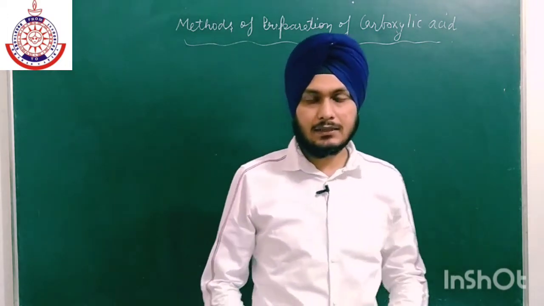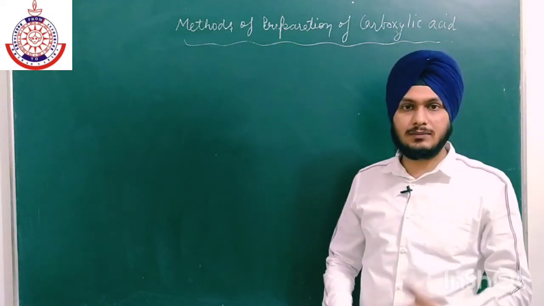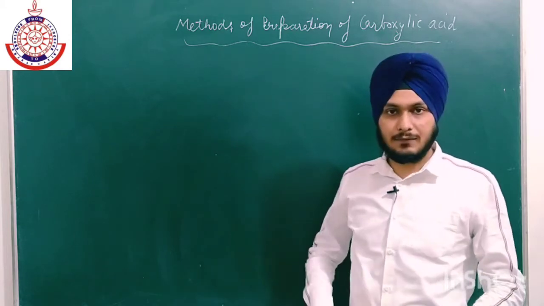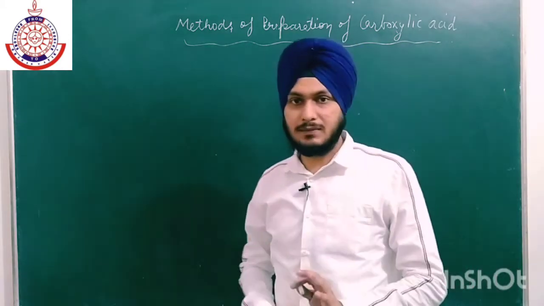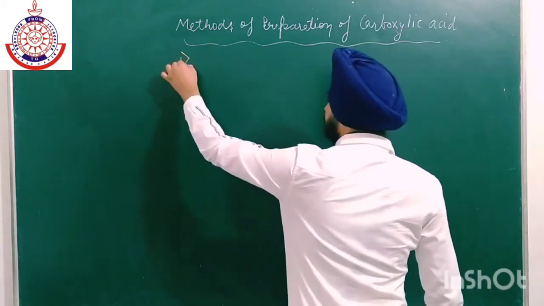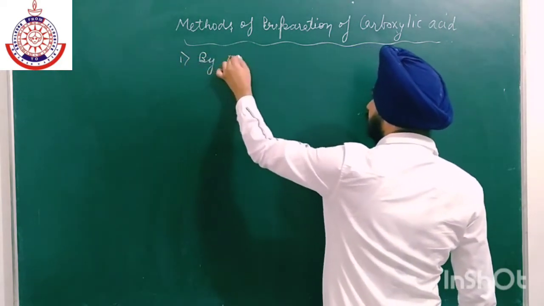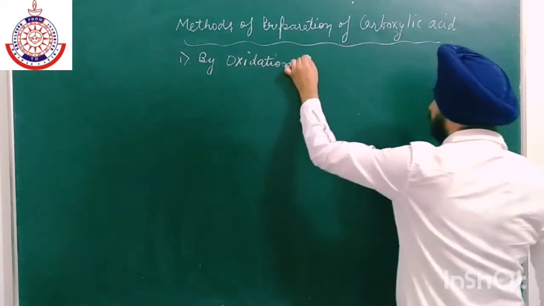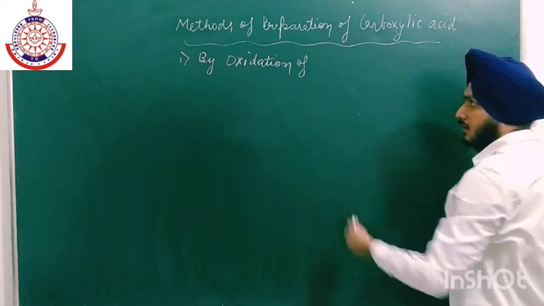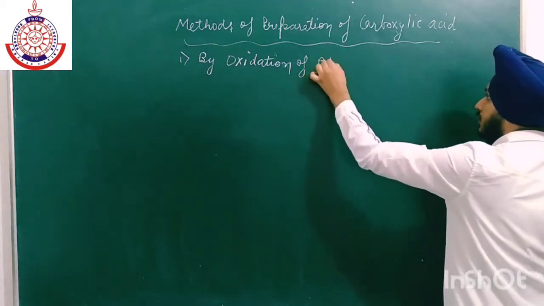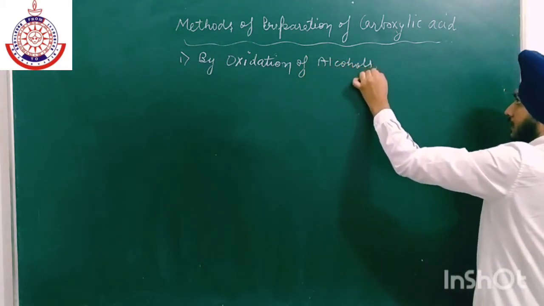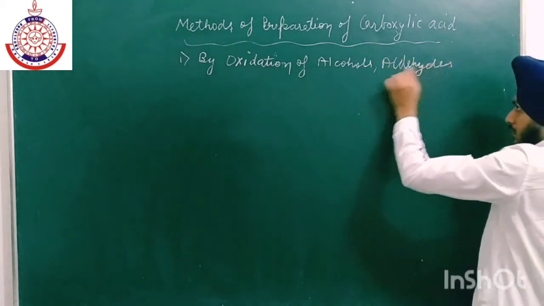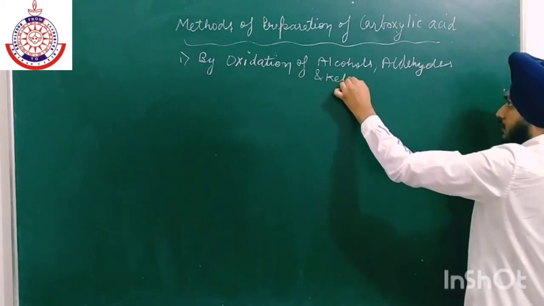Aldehyde and ketones can be easily oxidized. Similarly, alcohol can also be oxidized to form carboxylic acid with the help of oxidizing agents. So this is the first method: oxidation of aldehyde and ketones, or we can also take alcohols. So this is the first method by oxidation.